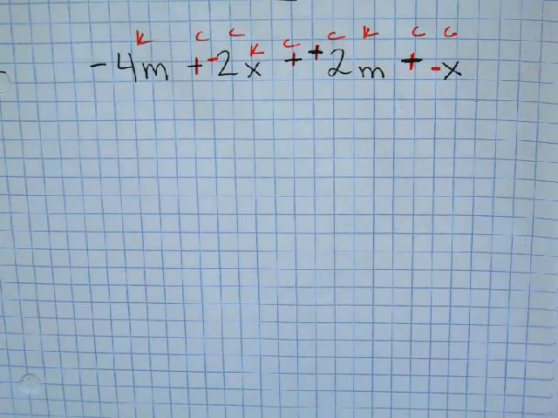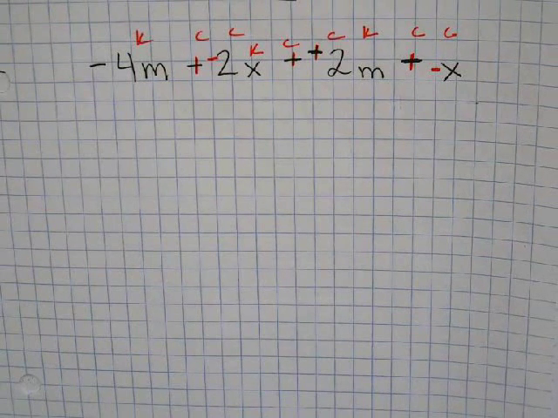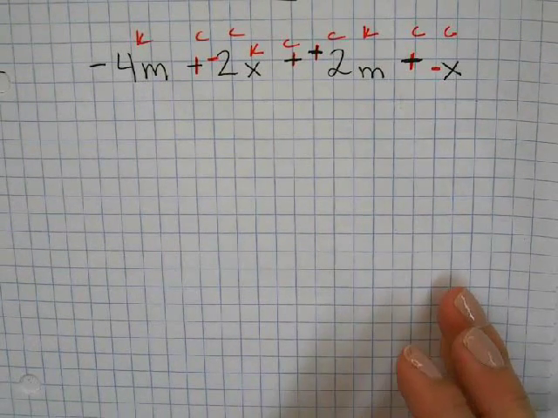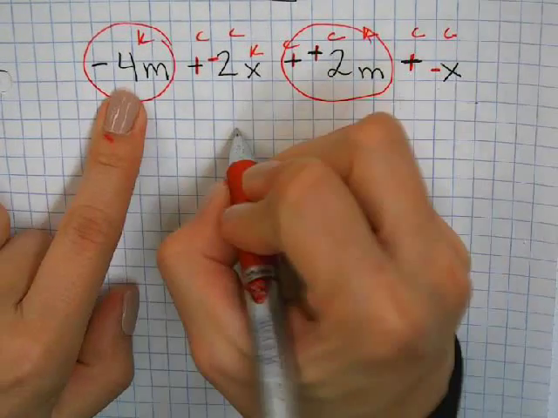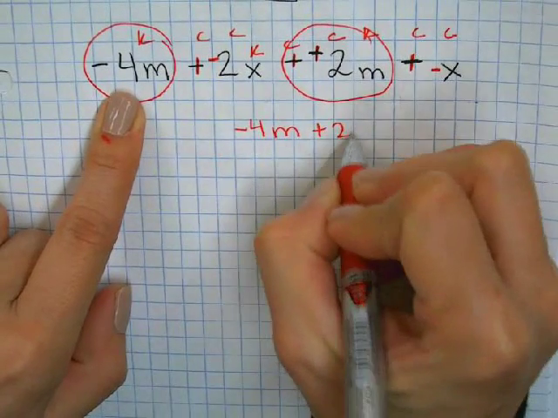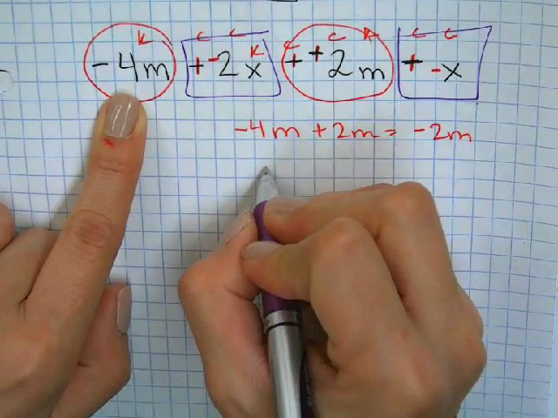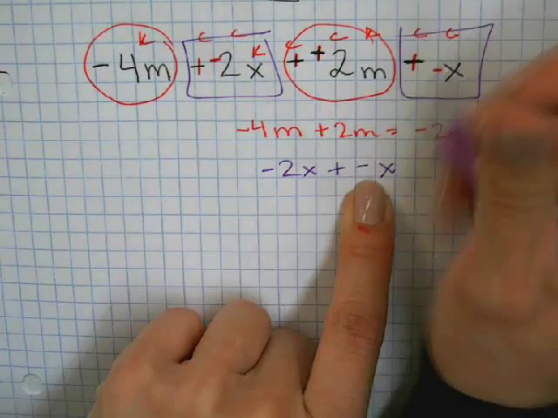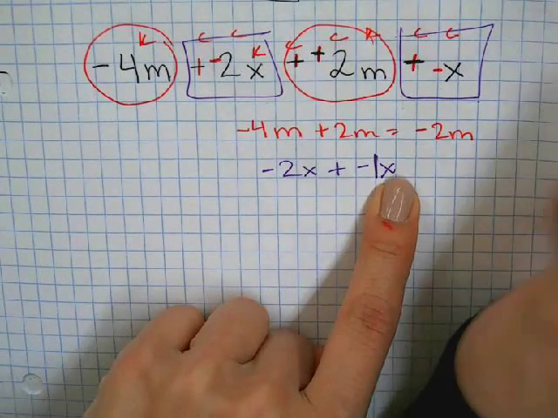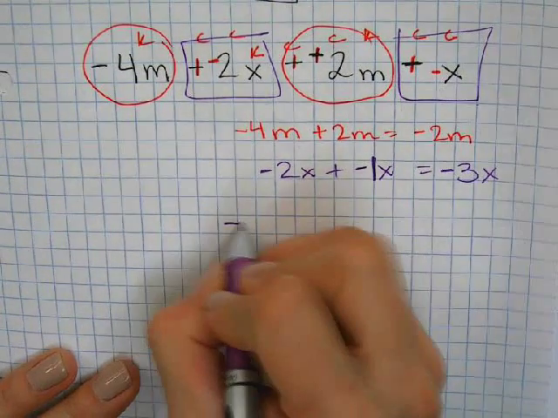Do you have an answer? Keon, what'd you get? Nice. Good job. Here we go. This and this. So I'm going to write it down for those of you who didn't get it. Plus 2m gives you negative 2m. And then this and this. So you have a negative 2x plus a negative x. And what's invisible right there that you don't see? A 1. So that means it's negative 1x, right? So that gives you negative 3x. Final answer would be? Negative 2m plus negative 3x.